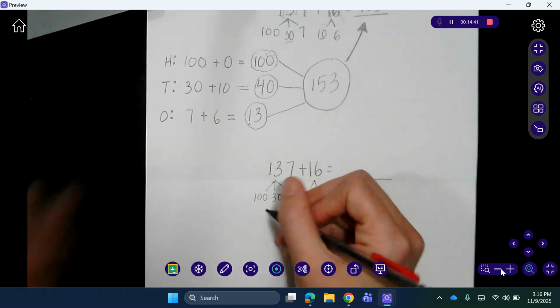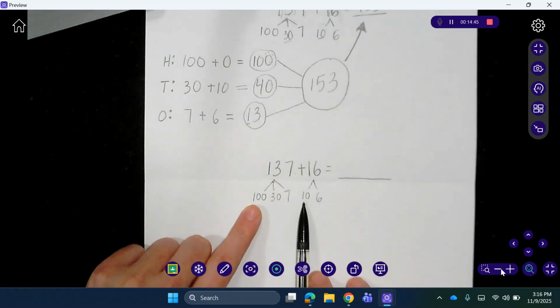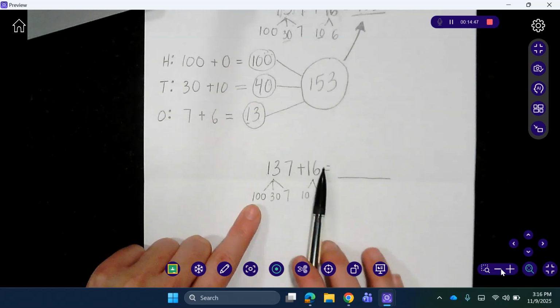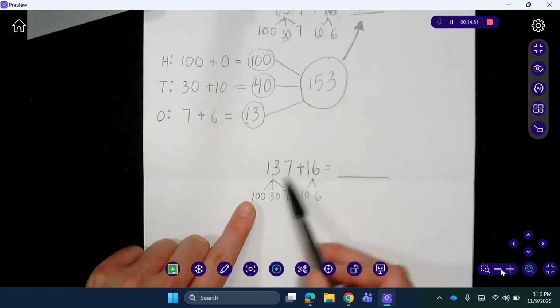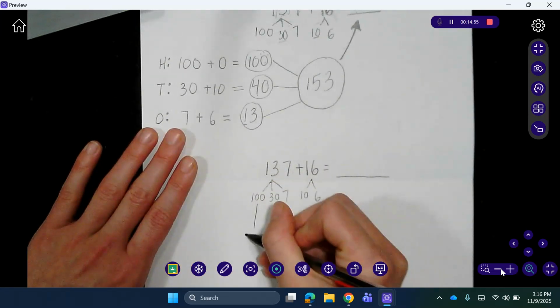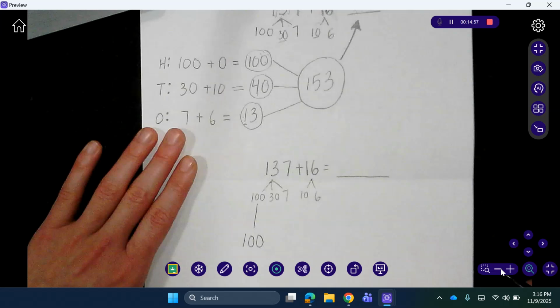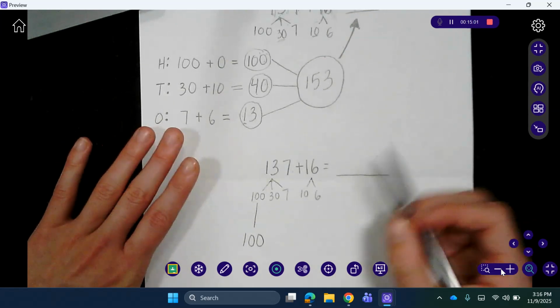So first, let's start with those hundreds, right? Were there hundreds in both numbers? No. Which one was the number that had the hundreds? Good. 137 had 100. So we're going to bring that down. There's nothing to add it to, so we're just going to bring it down here. Okay. Next, we need to add what unit? Good. We need to add our tens.